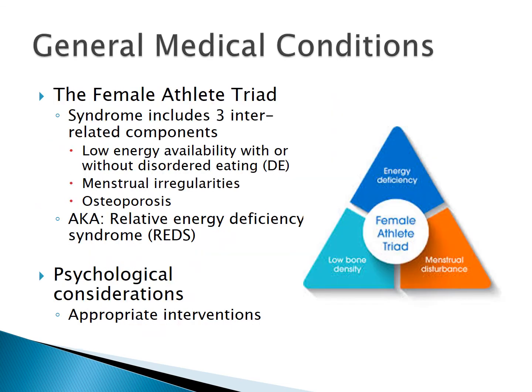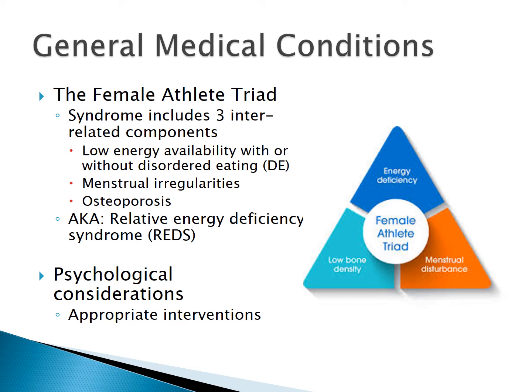The female athlete triad is a syndrome that occurs in physically active girls and women. The triad historically was defined as the interrelated components of disordered eating, menstrual irregularities, and bone health, i.e. osteoporosis. However, a new model of the triad has been put forth in recent years. In 2007, the triad was redefined as a syndrome of low energy availability with or without disordered eating, functional hypothalamic amenorrhea, and osteoporosis. This is also known as relative energy deficiency syndrome, or REDS.